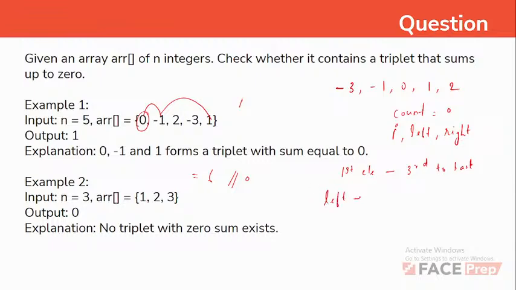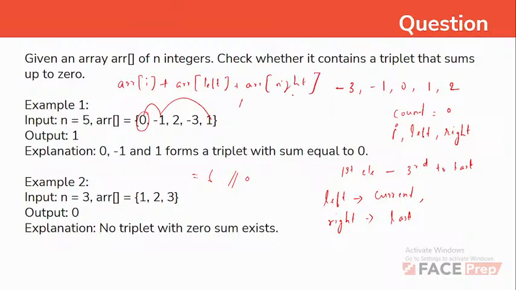The left pointer will start from the element after the current element, whereas the right pointer points towards the last element. And inside the inner loop, what I can do is find the sum of the current triplet. Here my array is named arr, right? So I can check whether arr[i] plus arr[left] plus arr[right]. This is the sum of the current triplet.